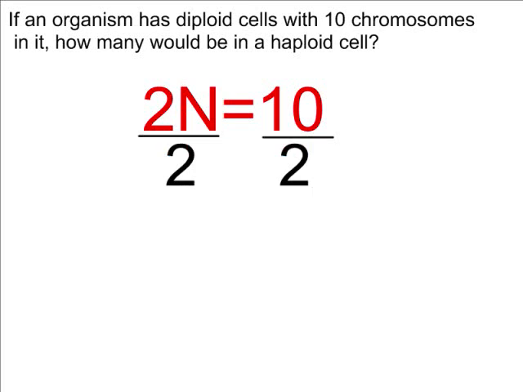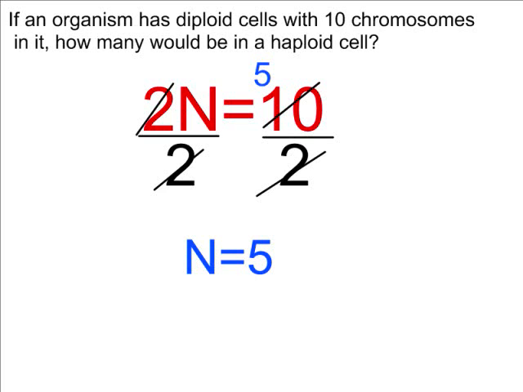So this becomes like an algebra problem. We're going to isolate N by dividing each side by 2. We're going to cancel out the 2's on each side, so do some division, and we get a 5 on each side. So that means in this organism's haploid or sex cells, they only have 5 chromosomes.